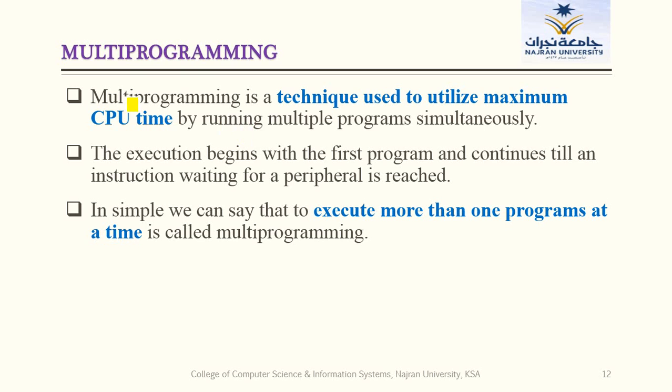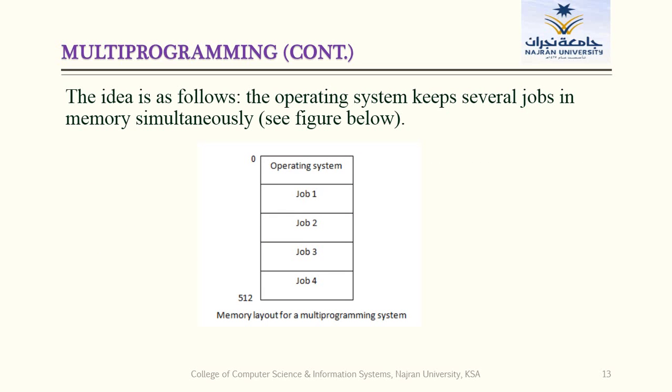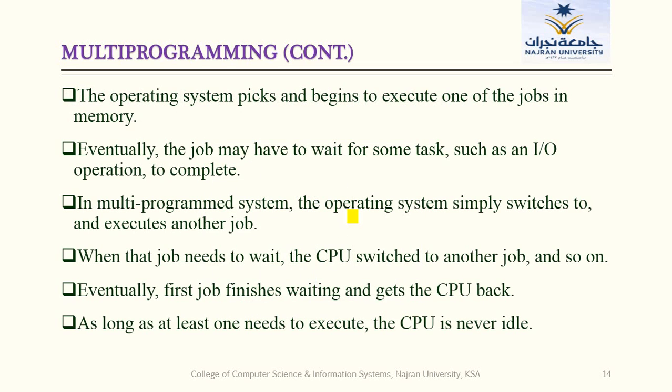Then we have seen multiprogramming, which is a technique used to utilize maximum CPU time. Actually, what is multiprogramming? To execute more than one program at a time. So if we want to execute more than one program, it is multiprogramming. The purpose of multiprogramming is that we don't want our CPU to become idle. So we want to use the CPU as much as possible. Here one example is discussed where we have 4 jobs in our memory and how to execute these jobs.